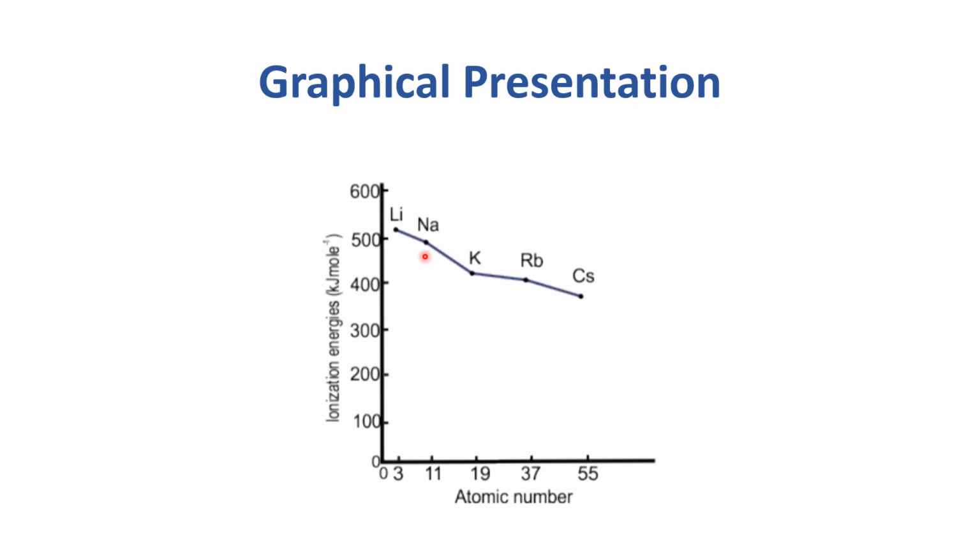So in this graph you can see when we move from top to bottom in a group, जो ionization energy की values हैं वो decrease हो रही. Lithium की सबसे highest है और cesium की सबसे कम.